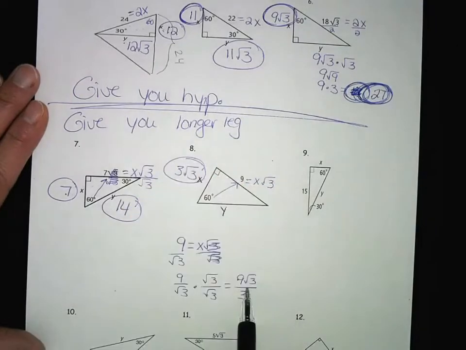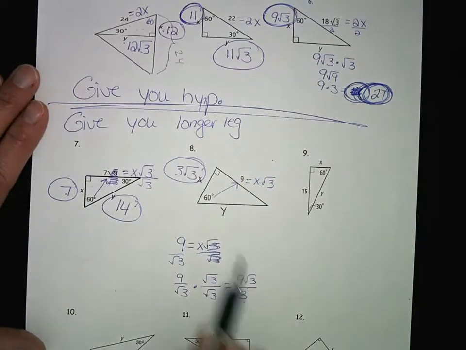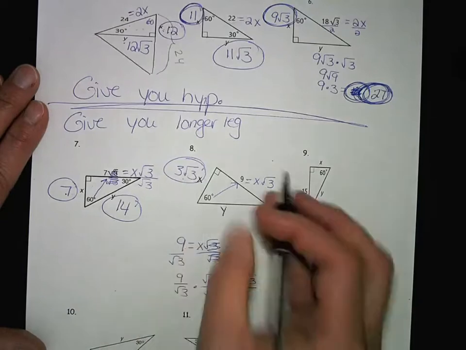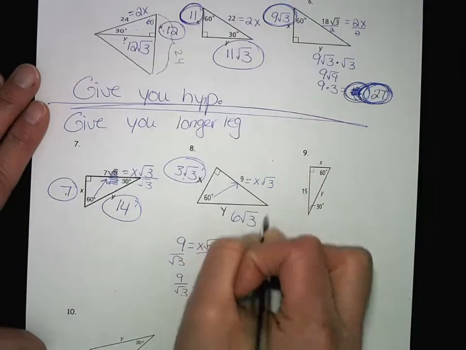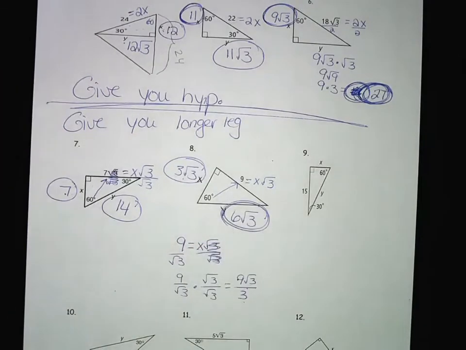You have to reduce this. Then for the hypotenuse, you have to double it. So you're going to go 6 square roots of 3. Okay? That one gets a little tricky. I will say that one's a little difficult. Number 9 is very similar. So why don't you pause it here and try number 9.